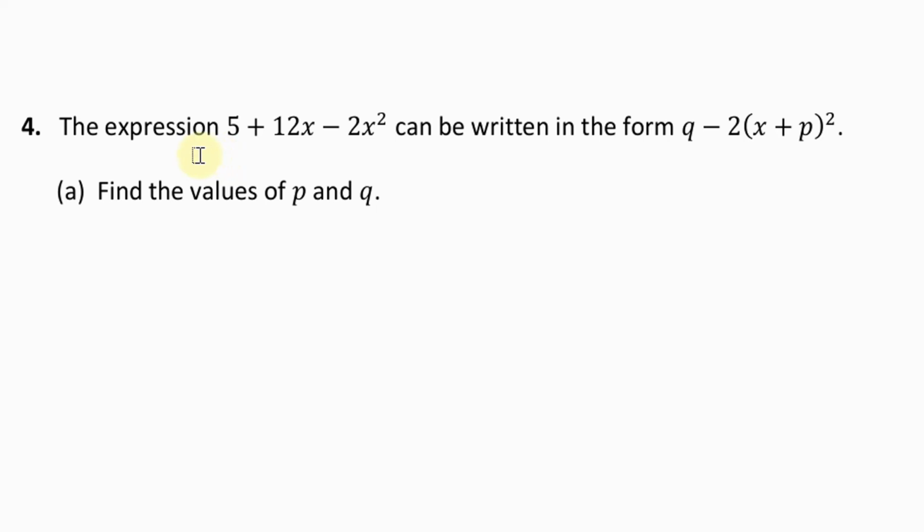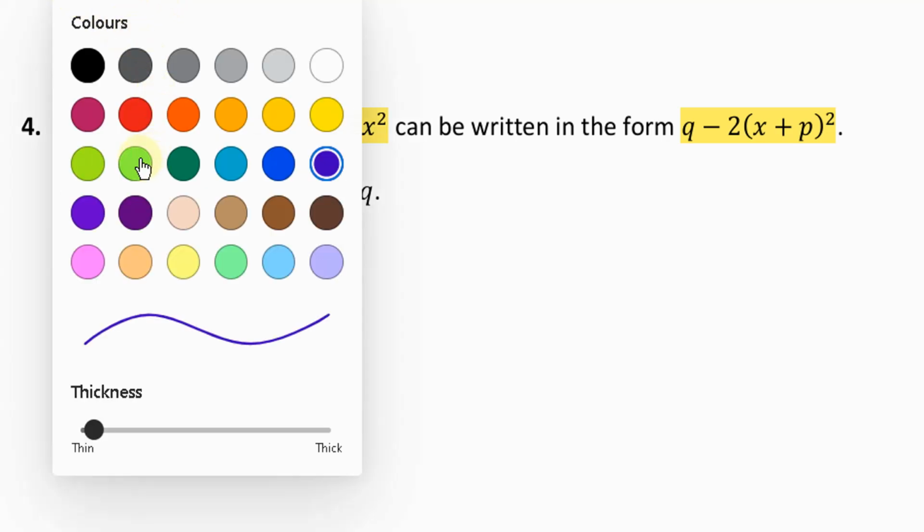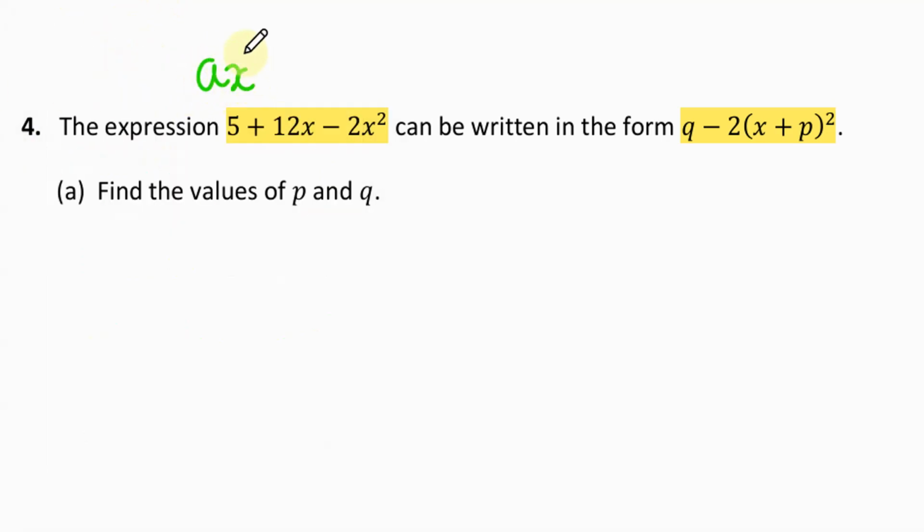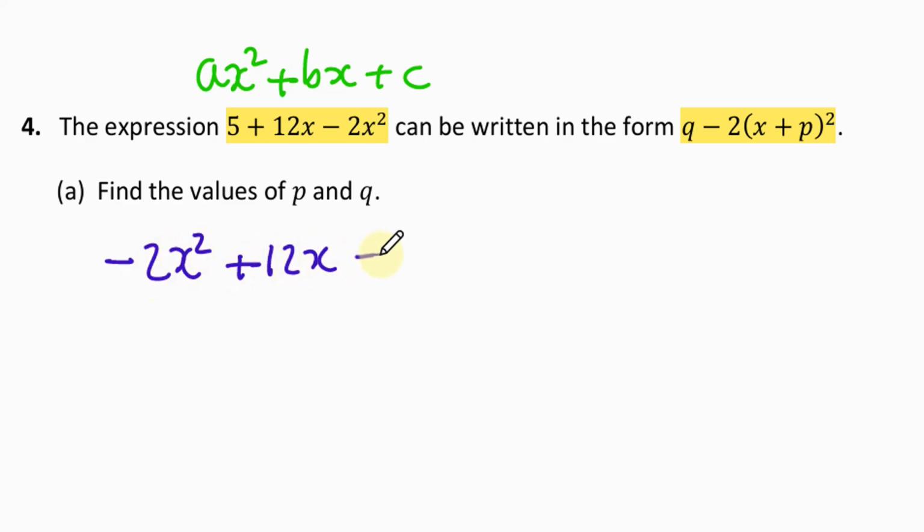So in this question it says, this expression can be written in this form. So here we have a quadratic expression, and we can write it in completed square form, and then we need to find the values of p and q. The first step will be to rewrite this expression. We want to write it in the form ax squared plus bx plus c. So rewriting it in this form, we'll get negative 2x squared plus 12x plus 5.